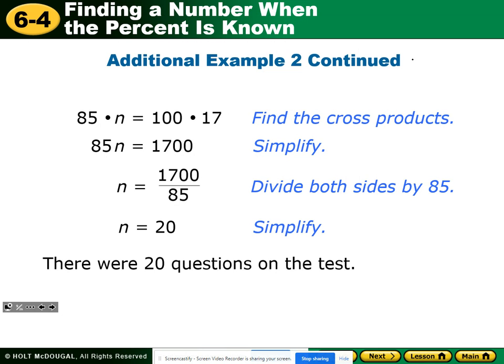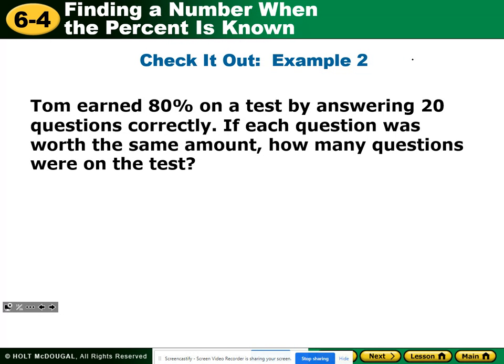Okay, because you guys know that. All right, so now we're up, Lucas. Then, Taylor, I'm going to come to you for the next one, and then, Connie, you got the last one. Tom earned 80% on the test. He got a B-, by answering 20 questions correctly. Is this the same as the last one? It looks very similar, doesn't it? If each question was worth the same amount, how many questions were there?